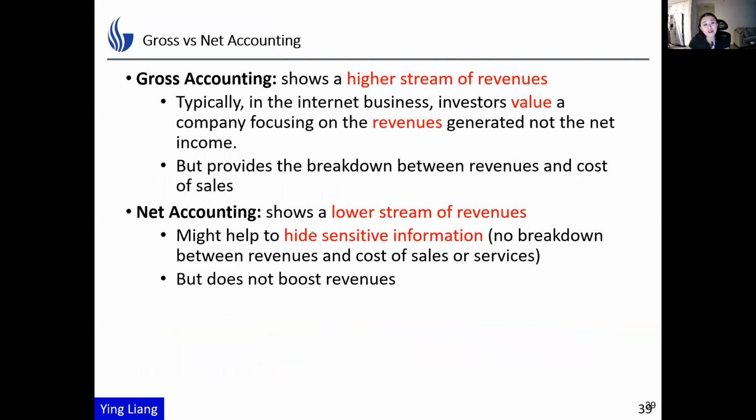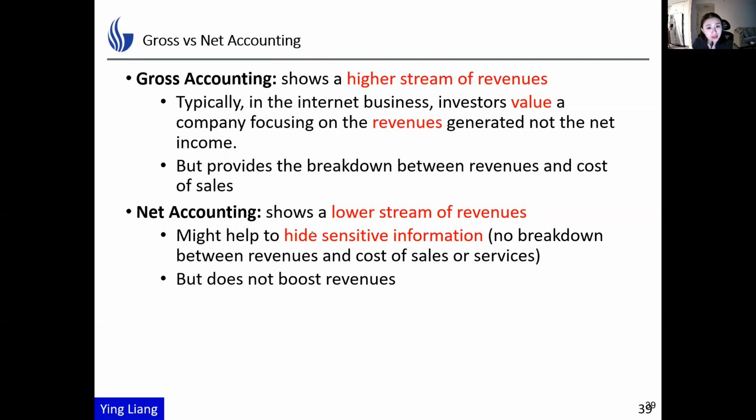Now, what are the trade-offs between gross accounting and net accounting? Well, of course, gross accounting can show a higher stream of revenues. Typically, especially for internet business, investors tend to value the revenues more, right? But there is a downside. The downside for gross accounting is that you are showing quite a lot of information. You have the breakdown of revenues and costs.